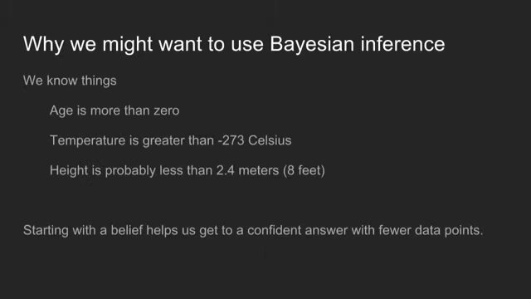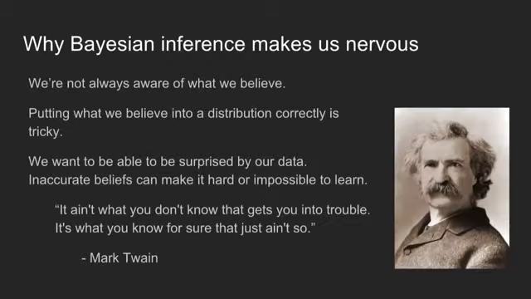So there's a lot of times that it makes sense to use Bayesian inference. Sometimes we just know things. Like if we're measuring age, we know that everyone is more than 0 years old. And so we can take that information and build it in, and we can get sharper estimates with fewer measurements. Now, if you're paying attention, this should make you a little bit nervous. We humans are actually not always aware of what we believe, and putting it into a mathematical distribution can be very tricky. More importantly, the reason we're measuring something is because we want to learn about it.